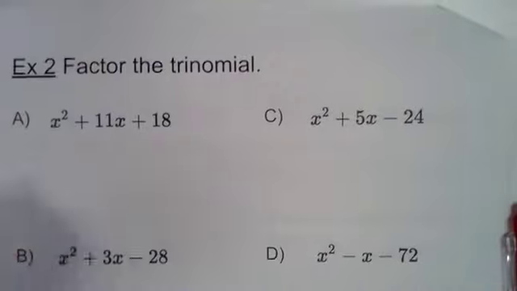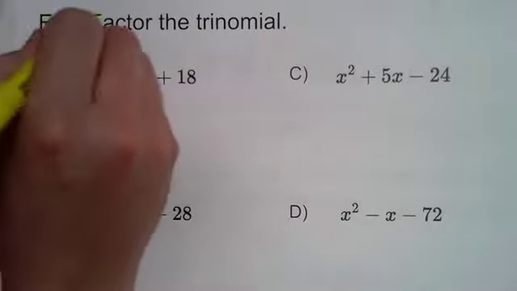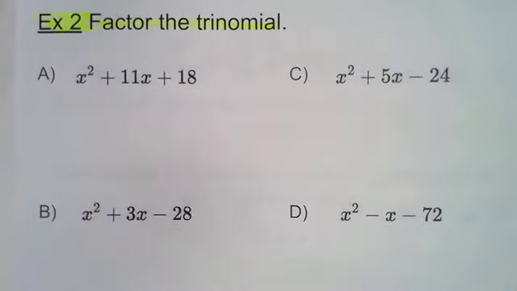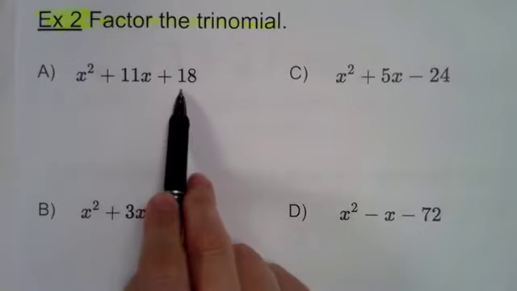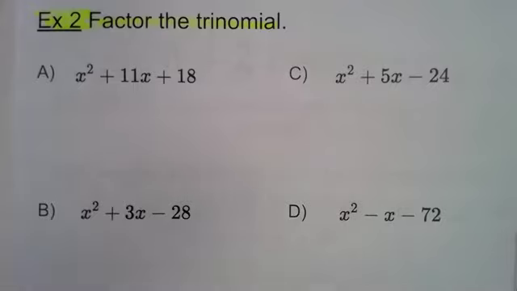Let's try example 2. This is the bones, the meat of the matter today. Example 2, factor the trinomial. What is a trinomial? It's 3 terms. 1, 2, 3 terms. This also works sometimes for factoring the binomial. But typically we'll start by seeing these as trinomials, and then we'll get better. So our first one here is x squared plus 11x plus 18.